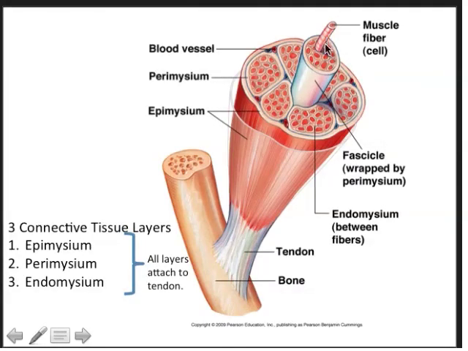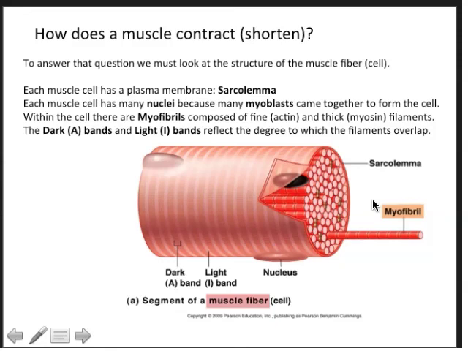As the myofibers contract, the fascicle will contract, and as the fascicle contracts, the entire muscle will contract. Okay, so that's how the muscle is able to produce movement, by its ability to shorten itself. So always remember, muscles produce force by contraction. So what we want to do now is talk a little bit about exactly how this contraction happens.